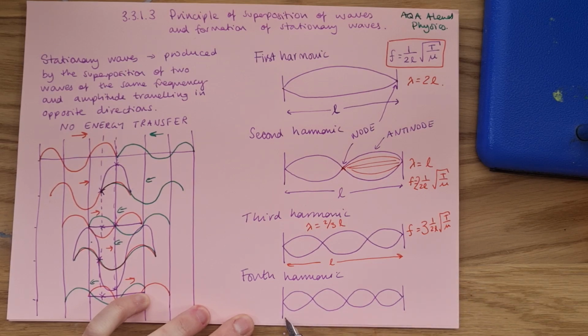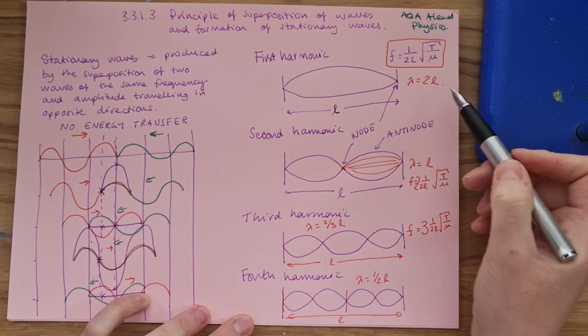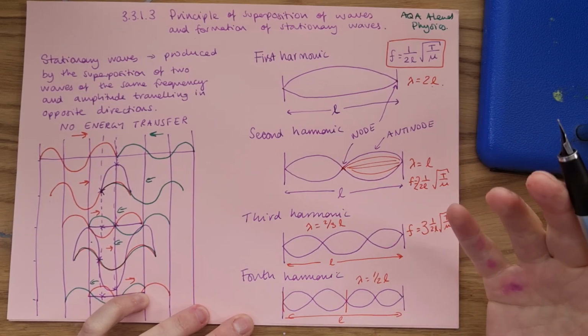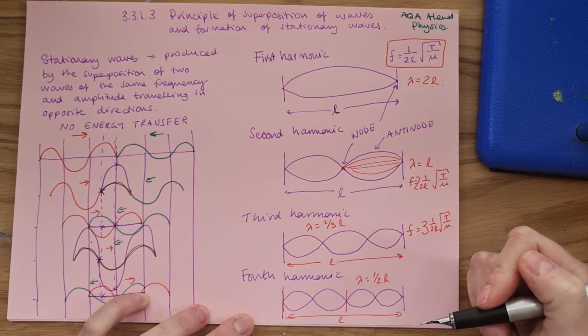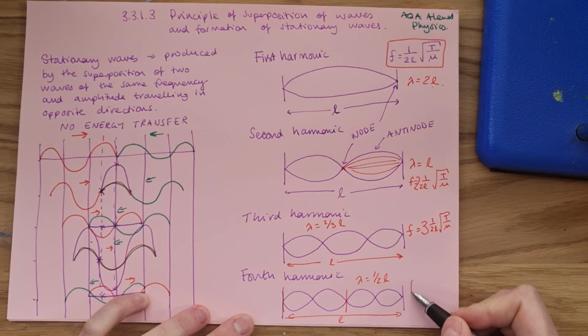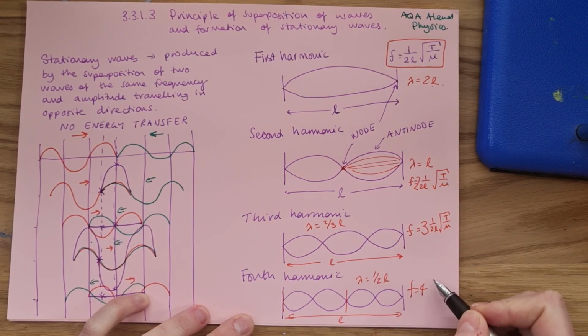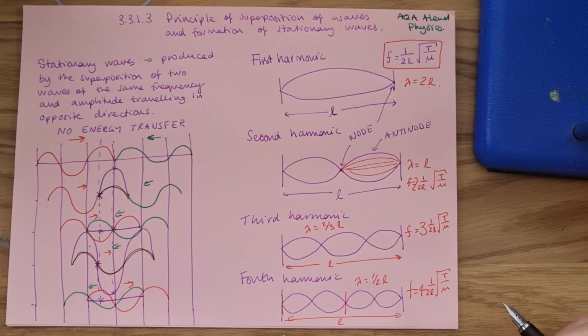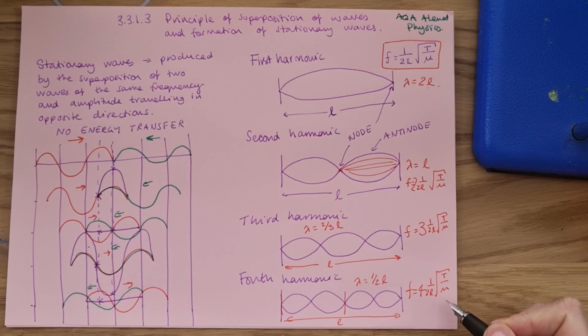And then finally for this one, if this is the length of the string here, now you can see the wavelength is the length of the string, because this is one wavelength, which is half the length of the string. And so if our wavelength, from our original one here, was twice the length of the string, now it's a half. So the wavelength has fallen by a quarter. So we're going to multiply the frequency by 4. So it's going to be 4 times 1 over 2L square root of T over mu, tension over mass per unit length.